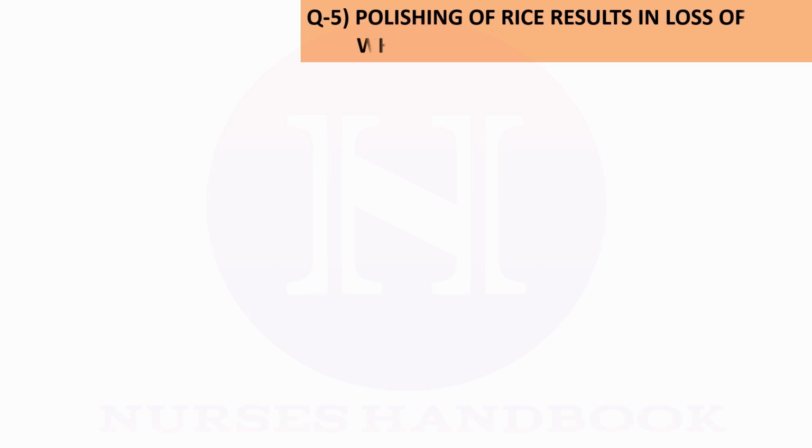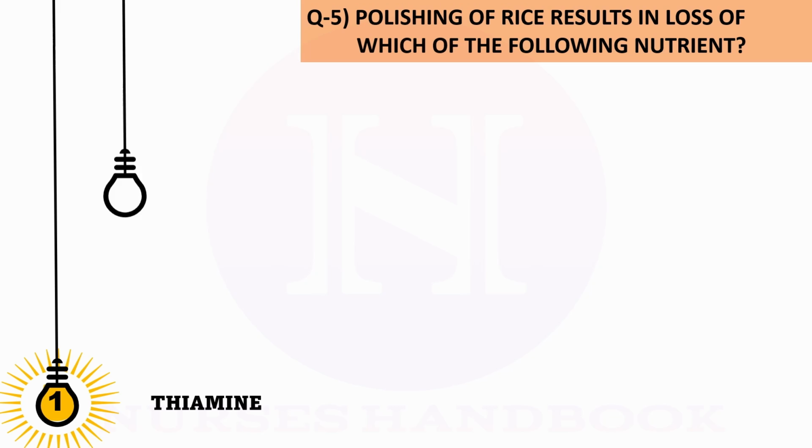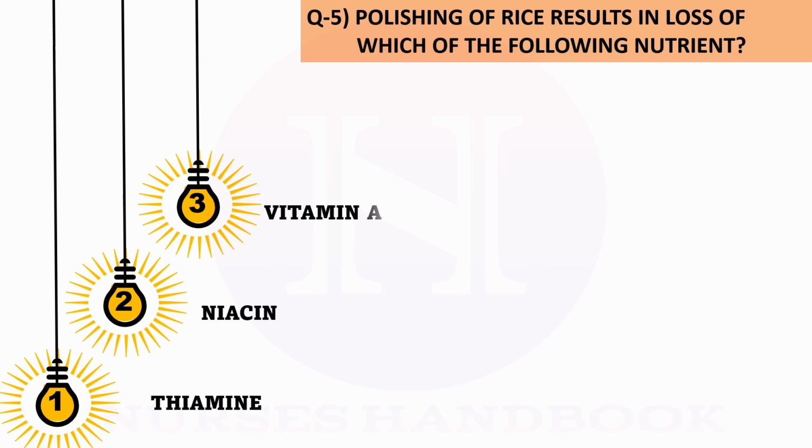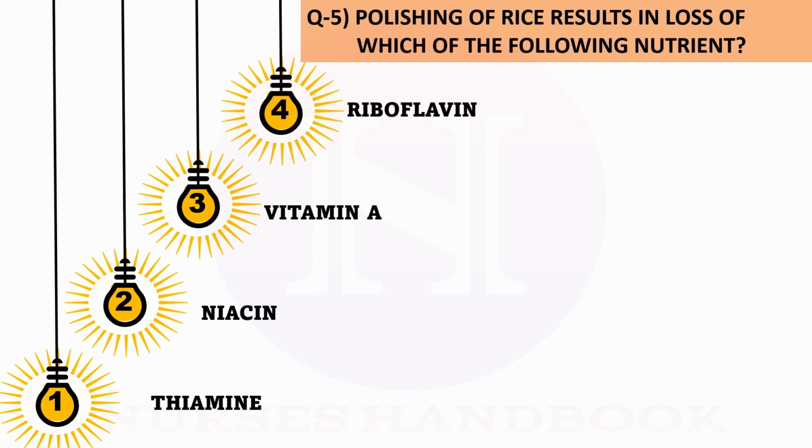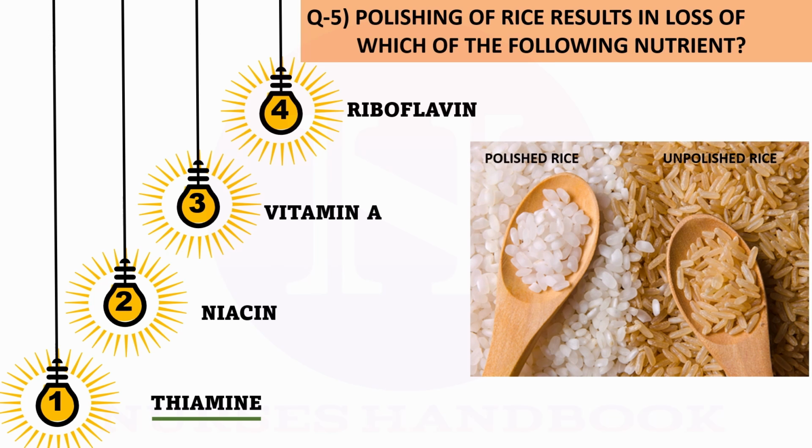Question number 5. Polishing of the rice results in loss of which of the following nutrient? Thiamine, niacin, vitamin A, riboflavin. And the correct answer is thiamine. To whiten the rice, firstly the bran, that is the brown colored covering, is removed. Then the rice kernels are gently rubbed against each other. This removes dust, but at the same time it removes nutrients like thiamine.